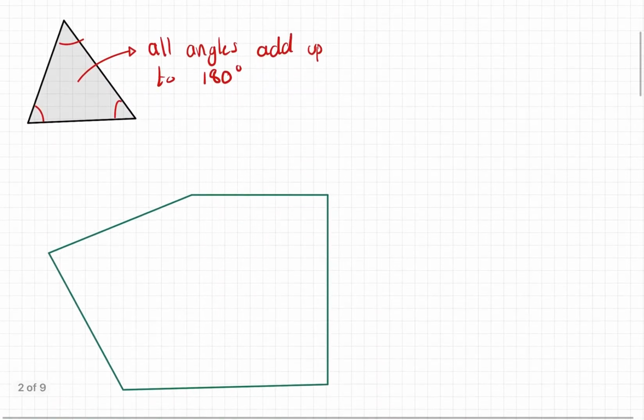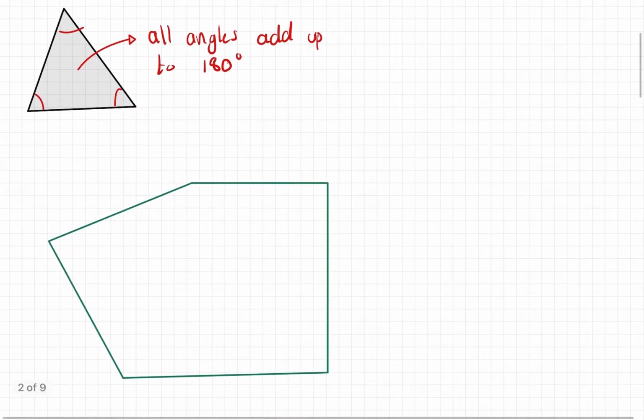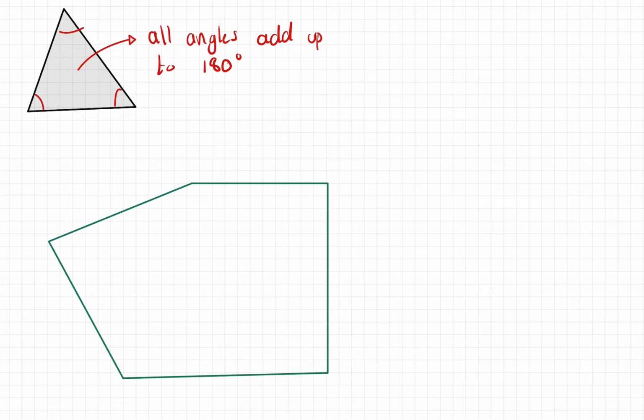As we know, well-known fact, all angles in a triangle add up to 180 degrees. So here's a five-sided shape. Firstly, let's look at this cool trick you can do. We're going to split this up into three triangles. There's one, and there's two, 1, 2, 3.